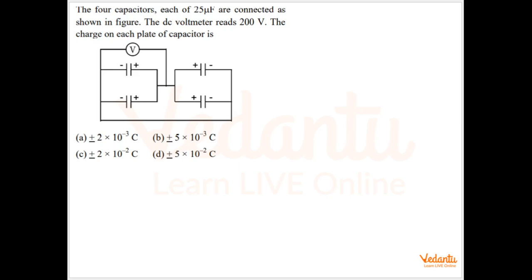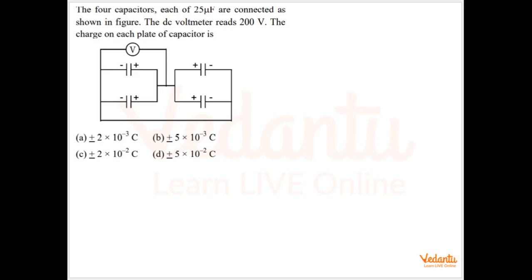Next is this question. In this question, there are 4 capacitors, each having capacity of 25 microfarad, and they are connected as shown in the figure. The DC voltmeter reads 200 volts. We have to calculate the charge on each plate of the capacitor.